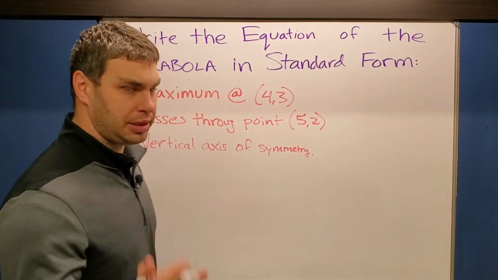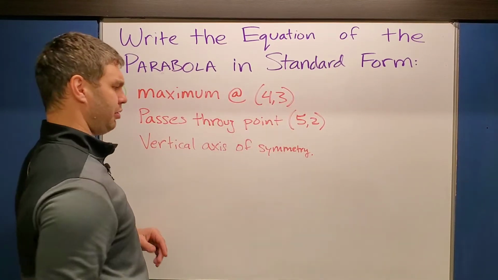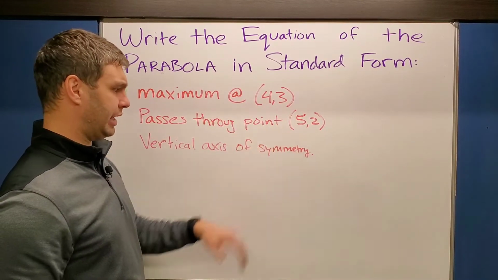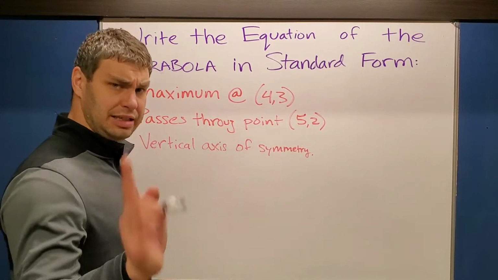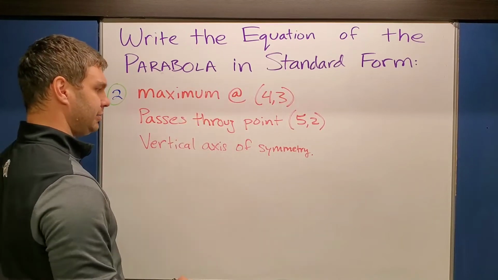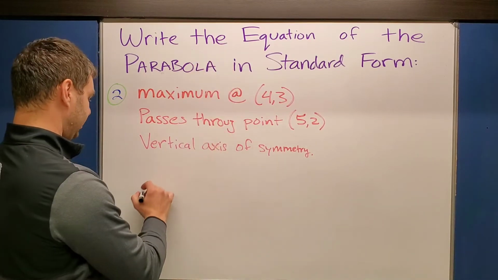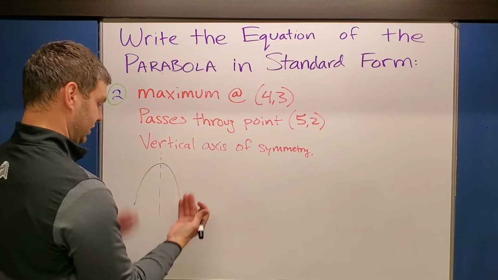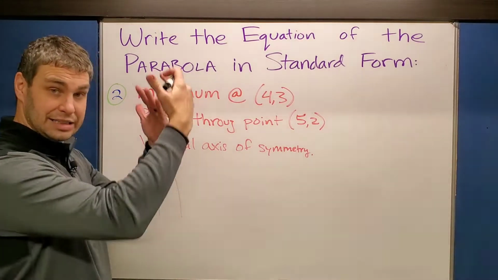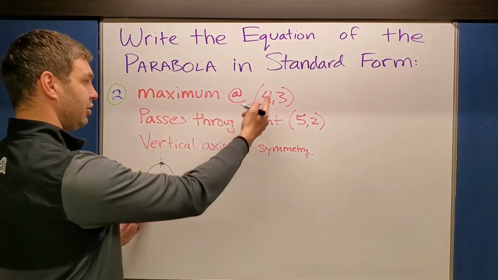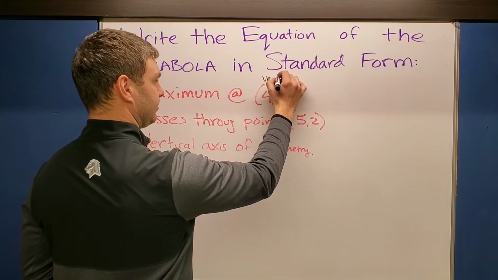All right, guys, for number two, I know I promised you one with a vertex and a point on our parabola, but this one says it's a maximum at (4, 3). There's still a point on this parabola at (5, 2), and it also has a vertical axis of symmetry. So is this really what I promised you? Yes, it is, and I'll show you why. A maximum means it's the highest point, and a vertical axis of symmetry means I could fold it over on top of itself. So this highest point is actually going to be our vertex. We can replace maximum at (4, 3) with a vertex.